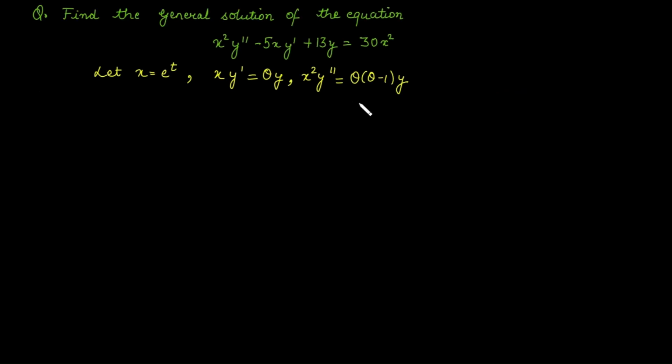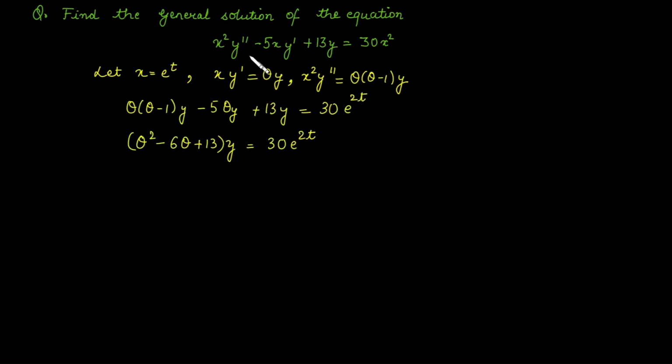Find the solution of this differential equation. The starting step is to replace x by e raised to power t in a non-homogeneous function, and x into the first order derivative as theta y, x square times the second order derivative as theta into theta minus 1 into y. Put these values in this differential equation. After that, we have this form, and then we collect the coefficient of y.